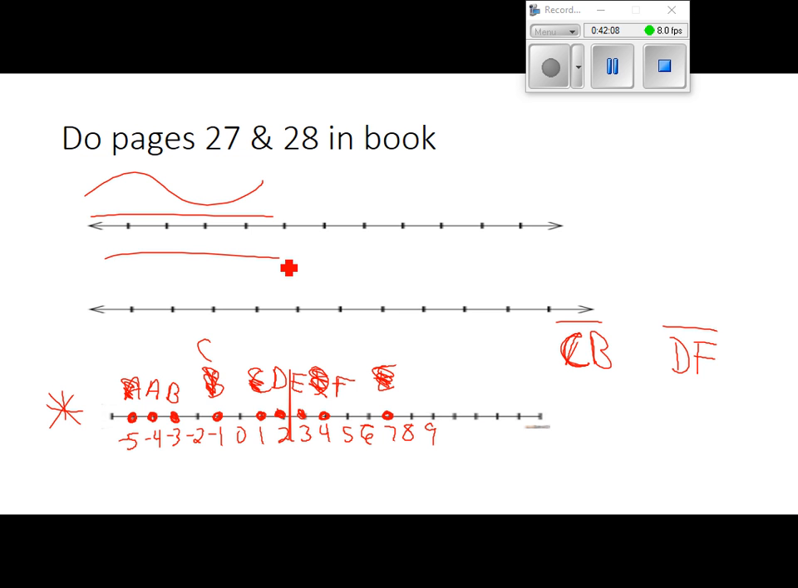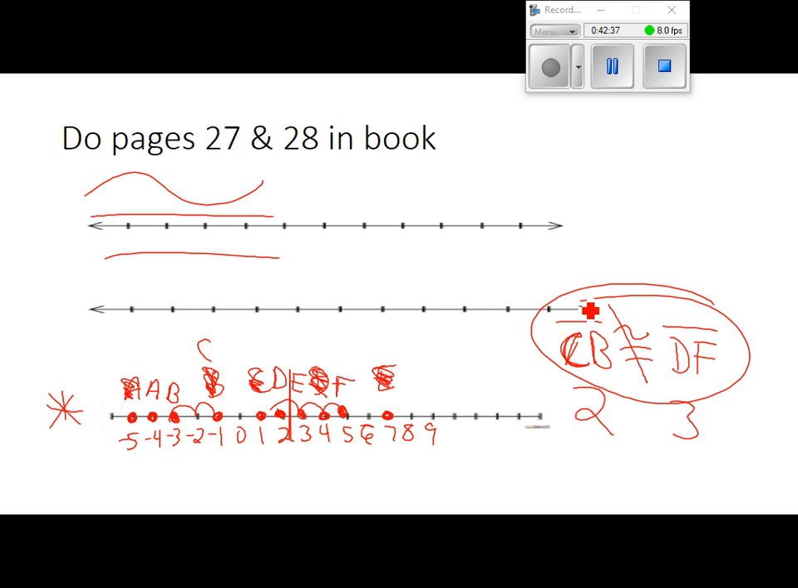How are we going to figure out the length of CB? How long is it? 2. And DF, how long is it? 3. Are they the same? So can we just write that they're congruent? Does anybody know what it means when you put a slash through something like that? It's not congruent. So you could write it that way, or you could just write down not congruent. That would be fine with me. I don't care which way you do it.